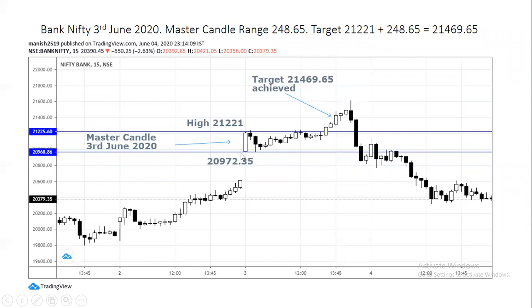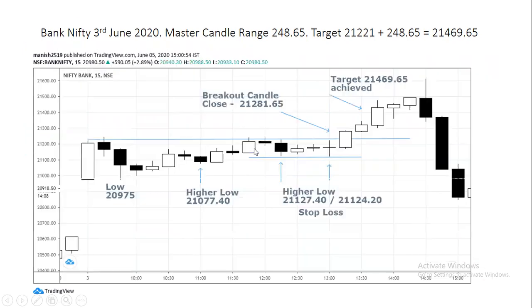Now let's discuss stop loss. While explaining theory, I told you when you are going for a long trade, your stop loss should be the master candle low. But now we can refine this stop loss to improve risk reward ratio. We will not keep the master candle low as our stop loss. We can refine it to improve risk reward ratio.